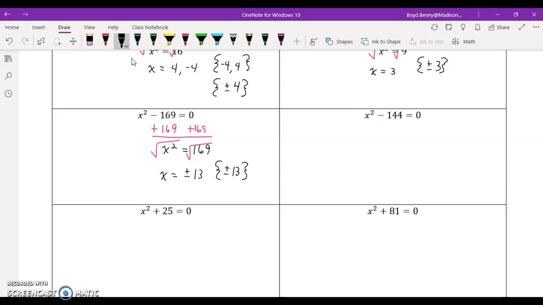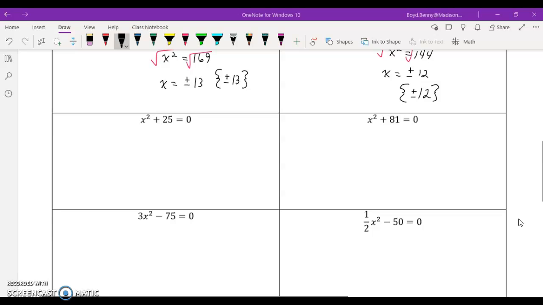Okay, I'd like for you guys to pause the video and do the your turn problem, and then we'll move on. Okay guys, go ahead and take a look. How did you do? I ended up with the solution of positive 12 or negative 12. Okay, let's go ahead and move on to this next example. So let's see here. Let's subtract 25 from both sides.